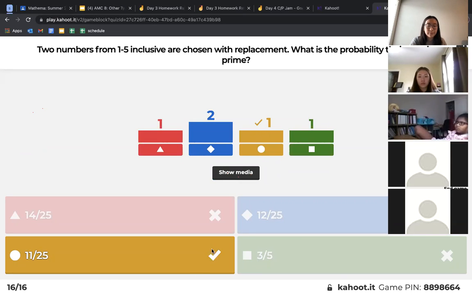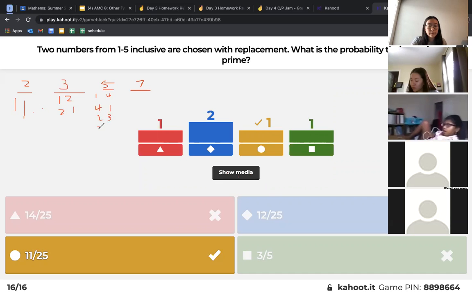Okay, the answer to this one is 11 out of 25. So let's see. We're going to find all the cases that will work. So we're going to find a sum of 2, a sum of 3, a sum of 5, and a sum of 7. We can't go any higher than that because the next prime is 11, and there's no way you can get 11 by choosing numbers between 1 to 5, right? So the only way to get 2 is to get 1 and 1. Okay, and then the ways to get 3 are 1 and 2 or 2 and 1. The ways to get 5 are 1 and 4, 4 and 1, 2 and 3, 3 and 2.